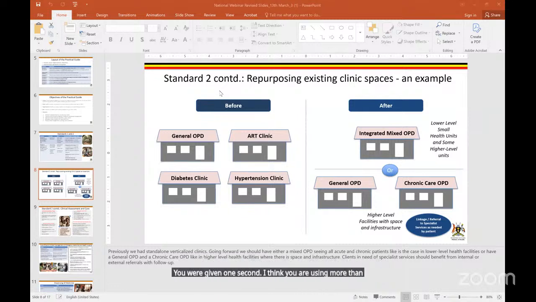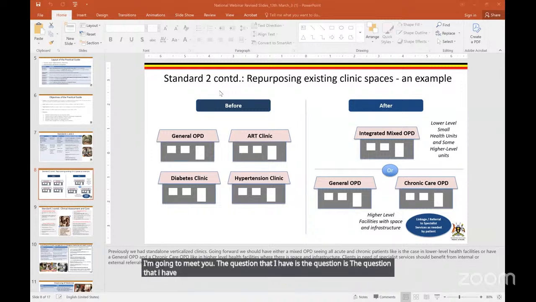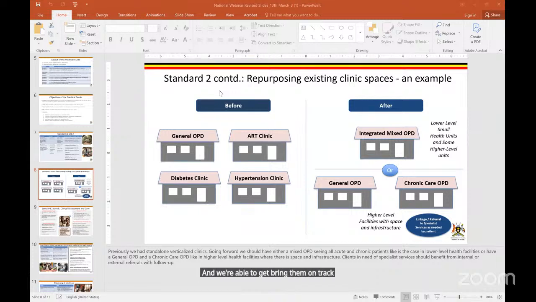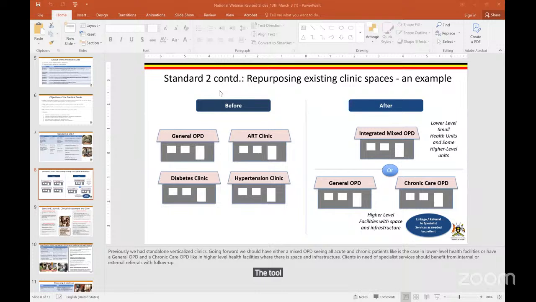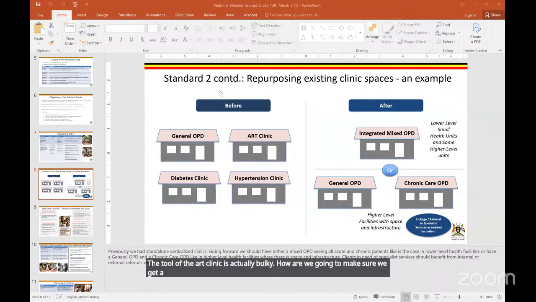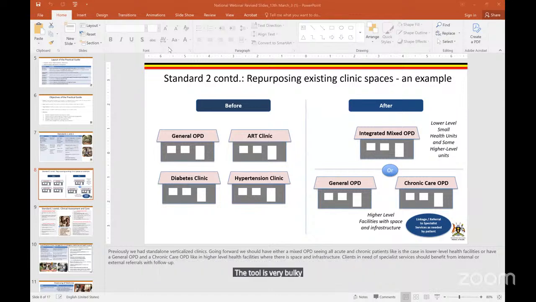The question I have is, how are we going to maintain the records of the clients that are getting medicine, and recognize those who are getting lost so we can bring them back on track? And second, the bulkiness of the tool is our issue. The tool of the ART clinic is actually bulky. How are we going to make sure we get a tool that can be filled within even just five or six minutes? The tool is very bulky. We need to reduce the tool that is being used.